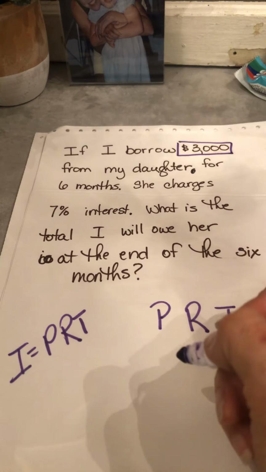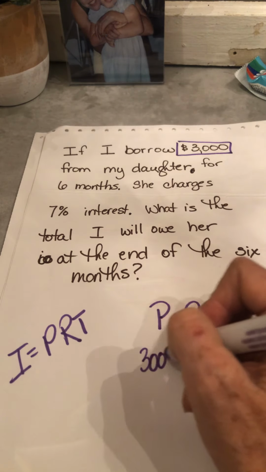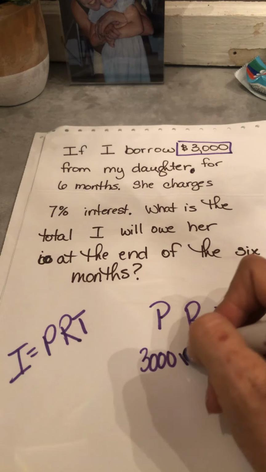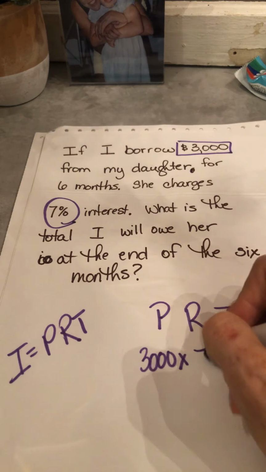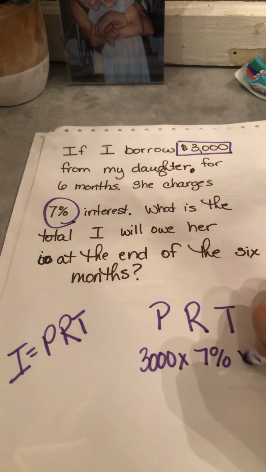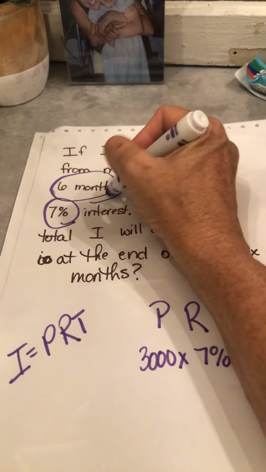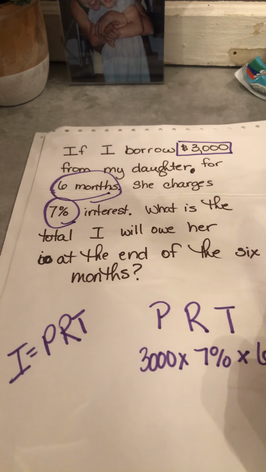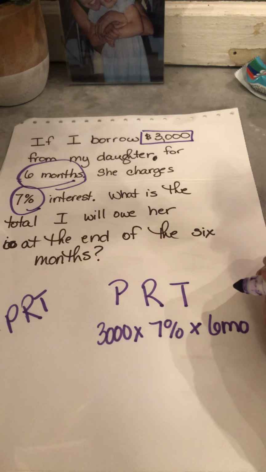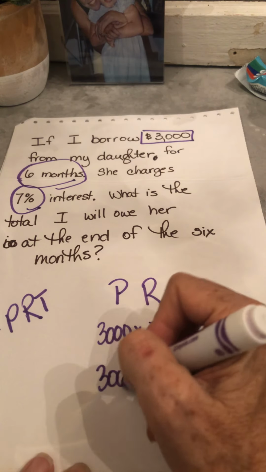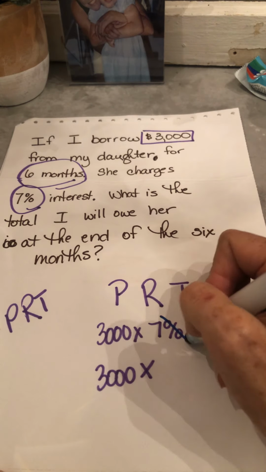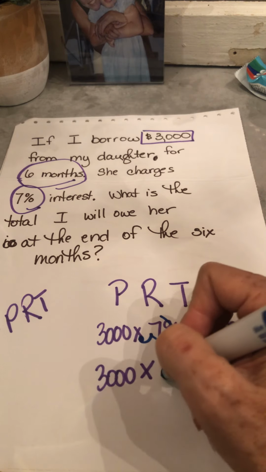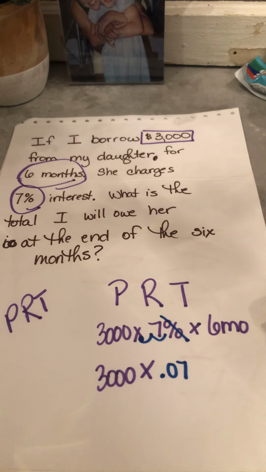So my principal is $3,000. So I'm going to put that right here. That's how much I'm borrowing. My rate is 7%. And my time is 6 months. But we got to make some changes here. We can keep the 3,000 the way it is. But do you remember what we said we always do with the percent sign? We cross it out, move it 2 places, and we change that to 0.07.